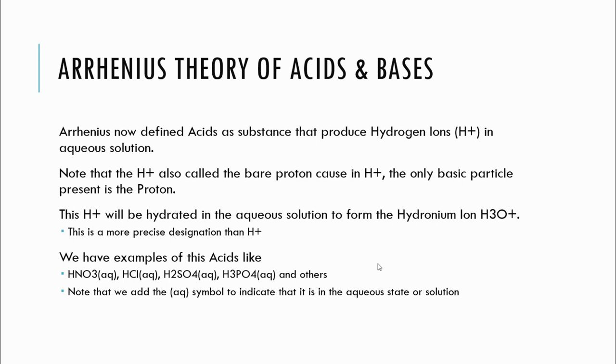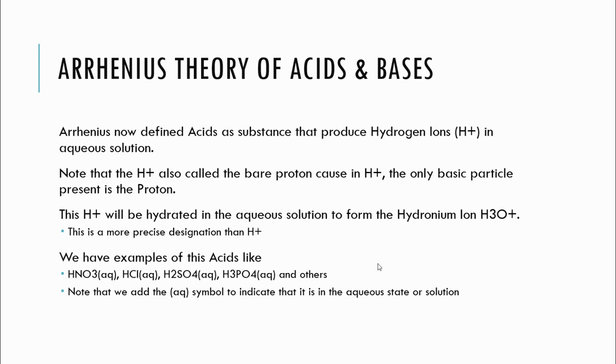H3O plus. This is a more precise designation than H plus, because the H plus is in a solution. So you cannot tell me it is still H plus, whereas you have H3O plus. So we have examples of this acid like HNO3 aqueous, HCl aqueous, H2SO4 aqueous, H3PO4 aqueous, and others. The aqueous is very important.